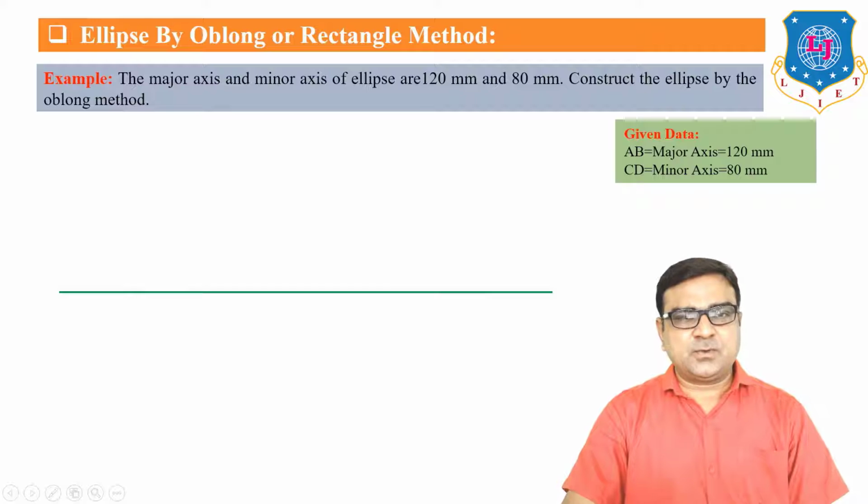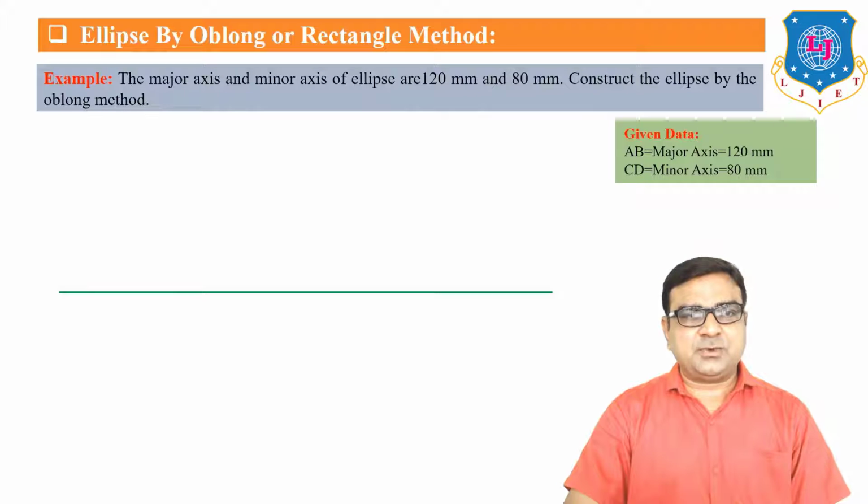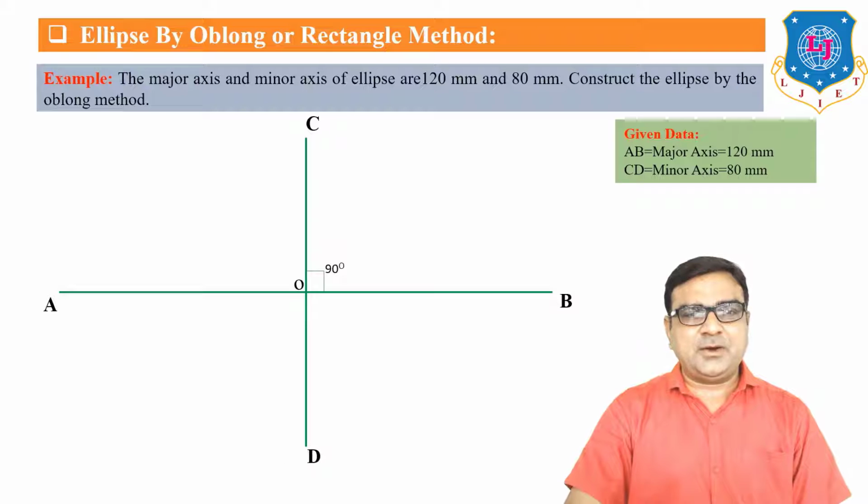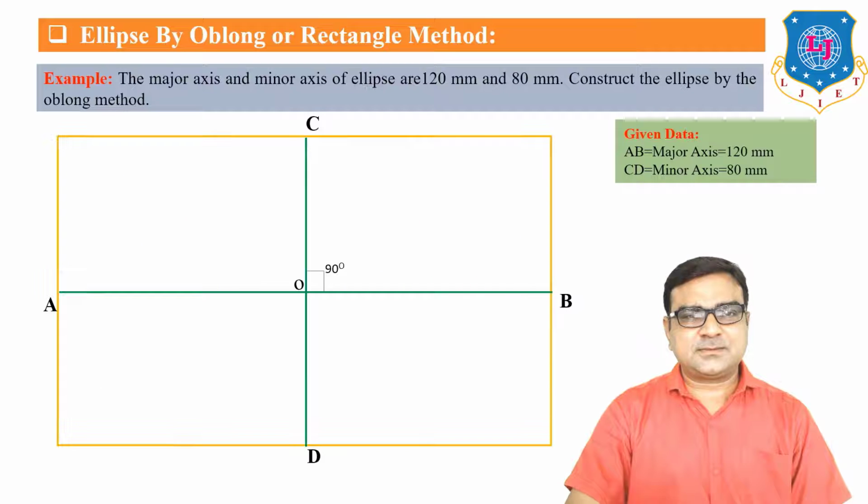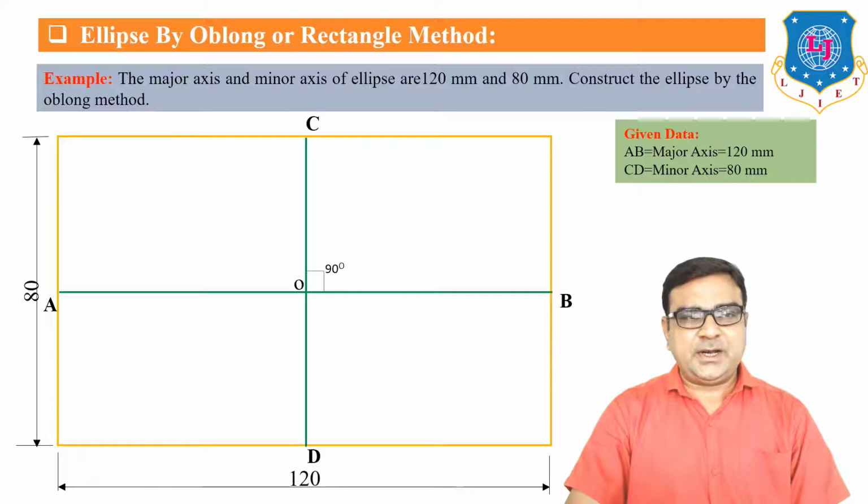So first of all, draw one horizontal line equal to the major axis of the ellipse, AB, and CD the minor axis, which is passing through the midpoint of AB. The angle between major axis and minor axis is 90 degrees. Now create one rectangle of size 120 by 80 passing through A, B, C, D. So 80 mm is the minor axis and 120 mm is the major axis.